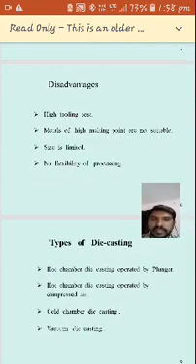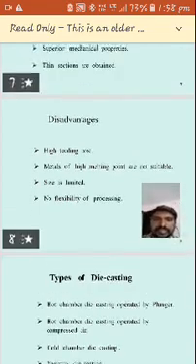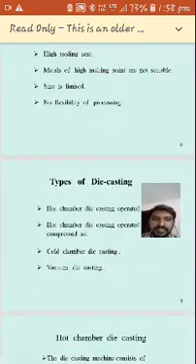So the disadvantages are high tooling costs, only metals of high melting points being suitable, limited size, and no flexibility of processing. These are the advantages and disadvantages. So, coming to the types.